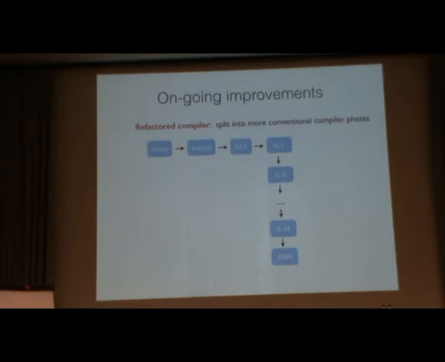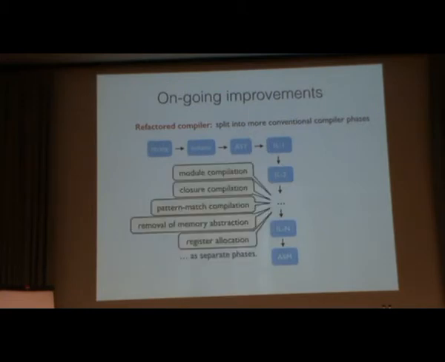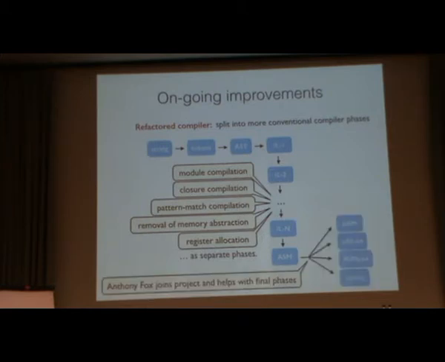So we're going to have a lot more intermediate languages. What do these do? Separate module compilation, closure compilation, declaration compilation, pattern match compilation, all the separate phases. Removal of memory abstraction, register allocation, that's a big new one, which we hope will give us a lot more speed. Everything has separate phases. Currently we only have x86, but we're working on supporting multiple backends in one go. And Anthony Fox, who's an expert on these kinds of models of machine languages, is helping us here.